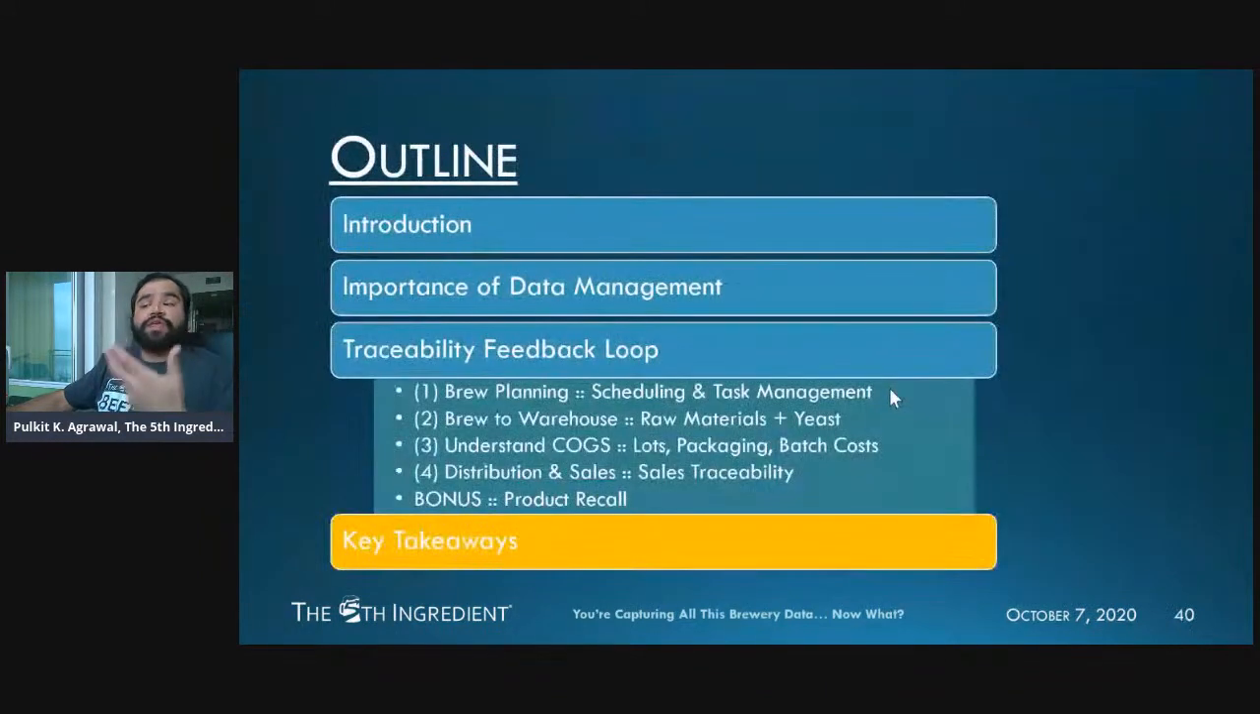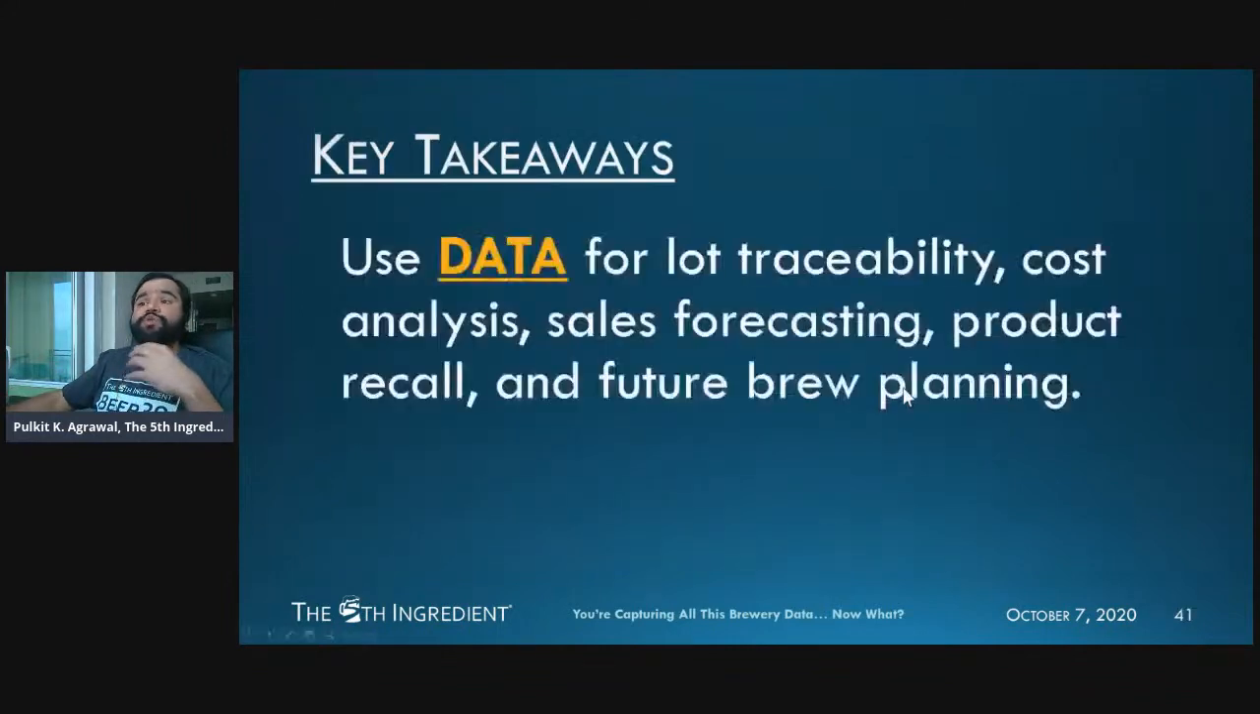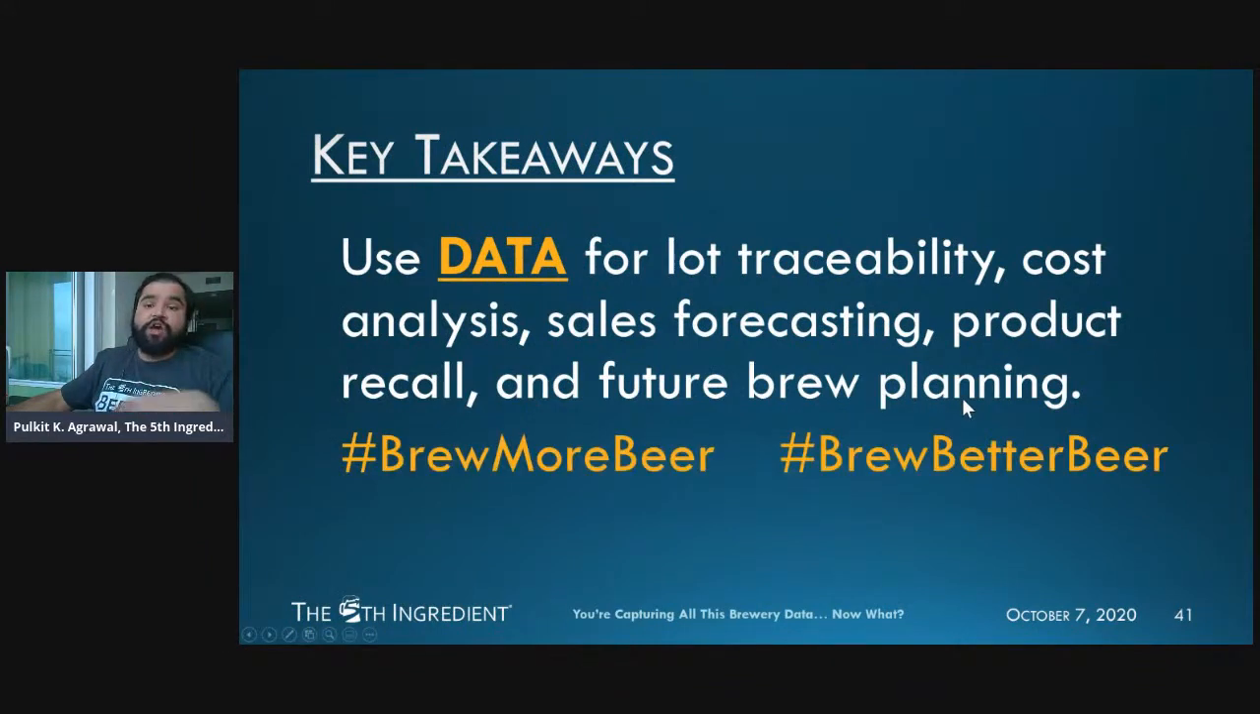So with that, the key takeaway that I really want people to understand with capturing this data and understanding what comes next is to really focus on using data for lot traceability, cost analysis, sales forecasting, product recall, and future brew planning, right? The 5 steps that really come into this loop that we're looking at for traceability. From there, with this data, you're able to utilize it to brew more beer and brew better beer.